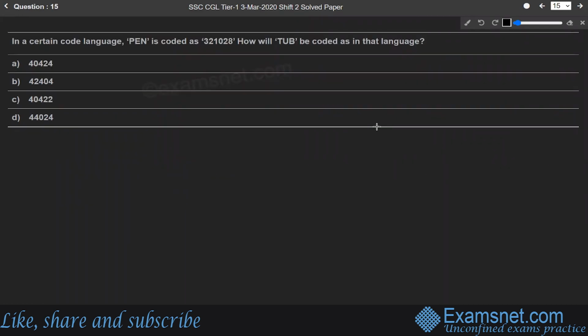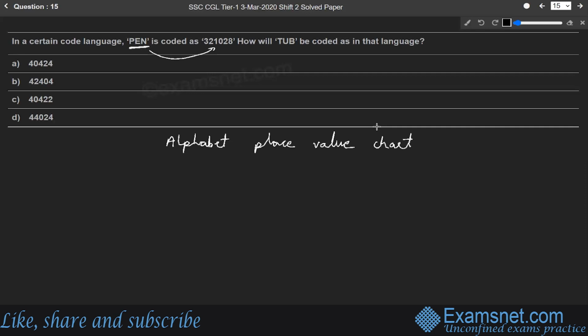Next question is, in a certain code language, pen is coded as 321028. How will tub be coded in that language? So for this question, the main concept is whenever we see an alphabet or a pair of alphabets changed into some numbers or some other code, then we have to use the alphabet place value chart. What is the alphabet place value chart? Let us first make it and then understand it.